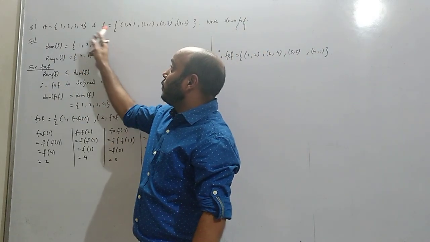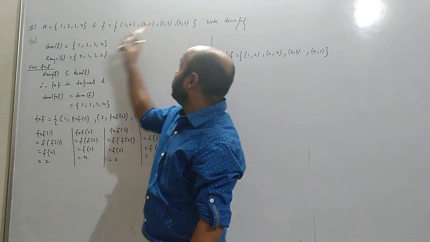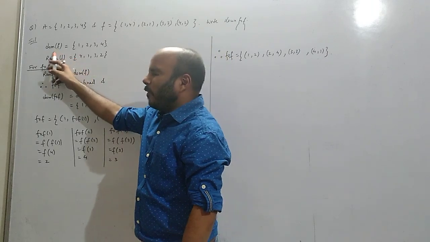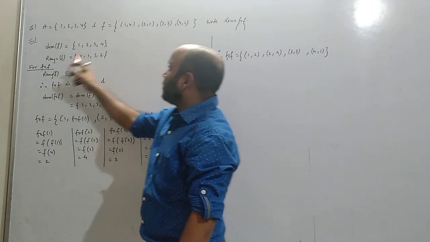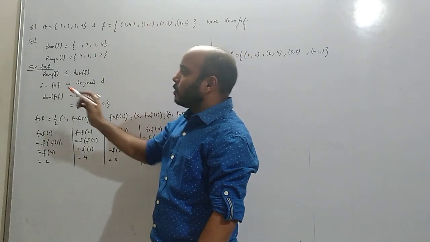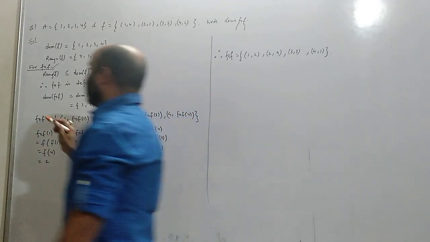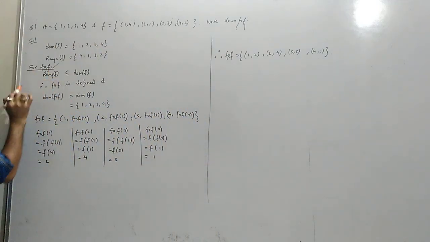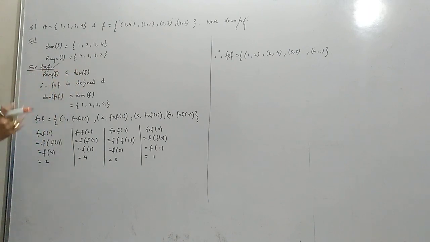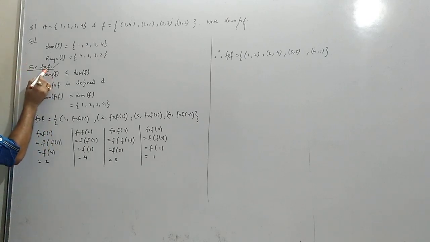The domain of f, first elements: 1, 2, 3, 4. The range of f, second elements: 4, 1, 3, 2. Now see, for f of f, range of last and subset of domain of first, both are same here. So कोई बच्चा अगर उल्टा पुल्टा भी करेगा तो चलेगा. But since both are same, we need to go in a proper way. What is the proper way? The range of the last must be a subset of the domain of the first.